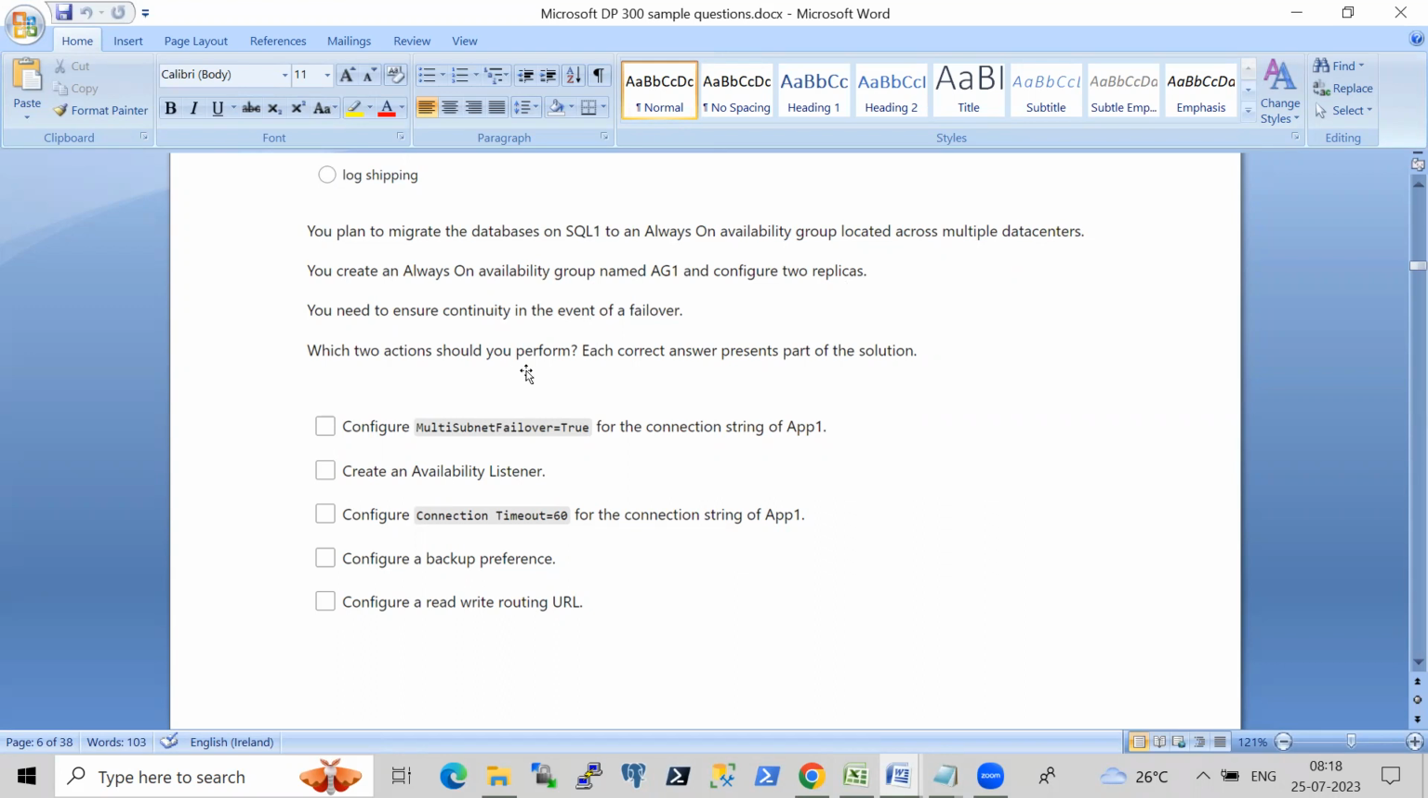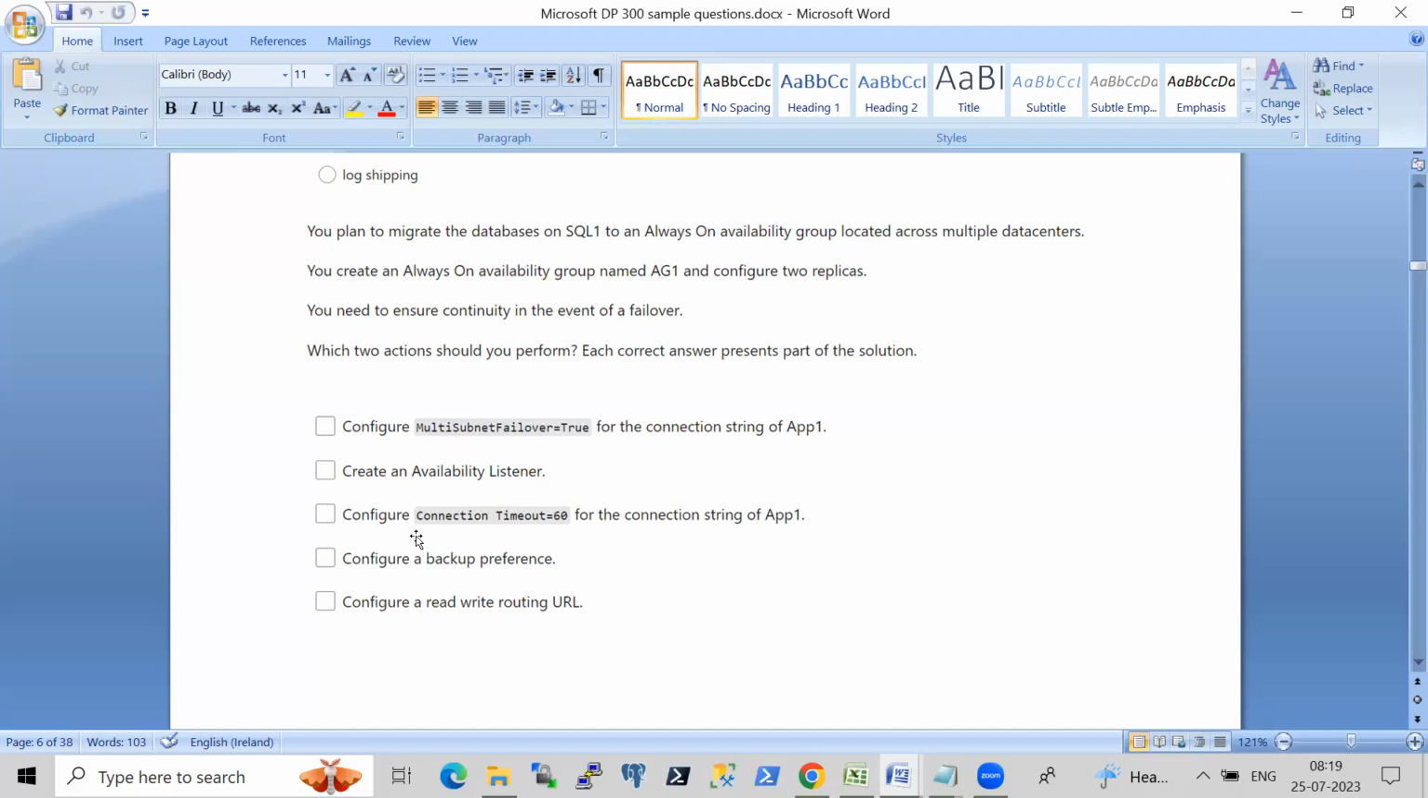Okay, so which 2 actions should you perform? Each correct answer presents part of the solution. So we have to choose 2 options out of these 5. So what should be my 2 options? This is a multi-subnet failover cluster, I mean always on multi-subnet. So configure a backup preference. I don't need this at all, because we are not bothered about backup preferences here, so I can ignore. Configuring a read route URL. No, we are not talking about any reporting here. If you say reporting, then we have to configure the routing and all those things need to be done. So you can completely ignore this.